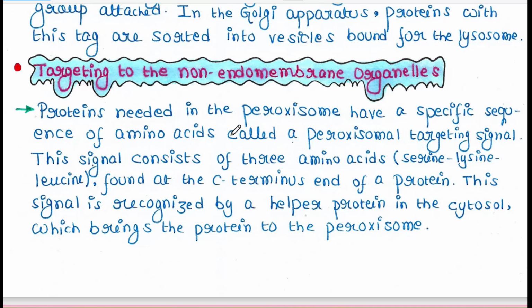So proteins needed in the peroxisome have a specific sequence of amino acids called a peroxisomal targeting signal. This is a specific signal. This signal consists of 3 amino acids: serine, lysine, leucine, found at the C-terminus end of a protein. This signal is recognized by a helper protein in the cytosol, which brings the protein to the peroxisome.